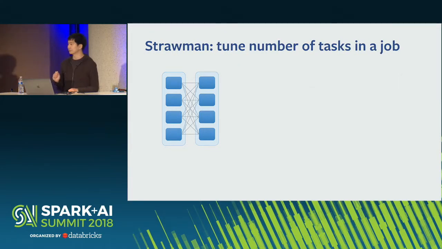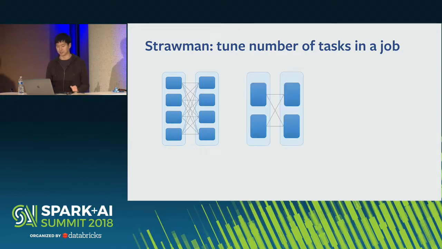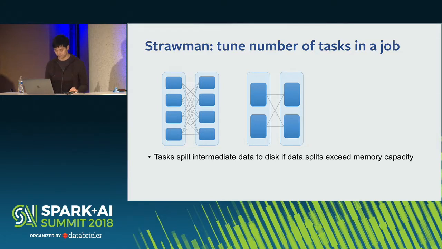We could think of one way to solve this, which would be to naively tune the number of tasks in a job. And in some ways this makes sense. Instead of using 4 map tasks and 4 reduce tasks for this large data, maybe you could just process more data in each task. Then you don't have this quadratic equation.